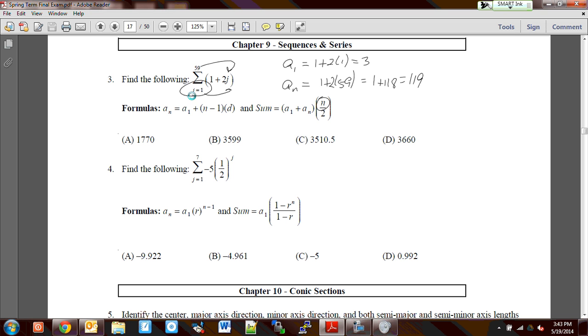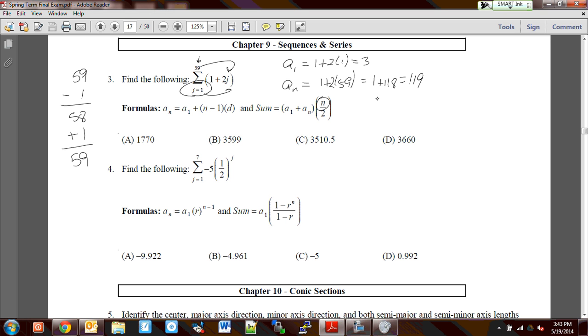N, if this number is 1, n is simply your top number. But if this is any other number but 1, you're going to take the top number minus the bottom number, and then add 1. So as you can see, if this number is 1, it comes out to be just the top number, because you subtract 1 and add 1. But if this was 0, you'd do 59 minus 0, which is 59, plus 1, which would be 60, and you'd actually have 60 terms if this was j equals 0.